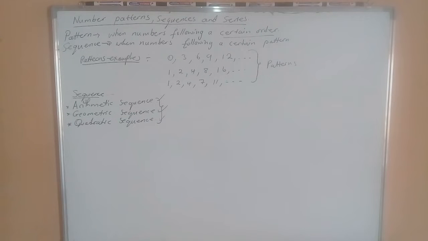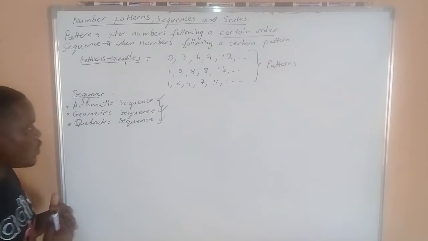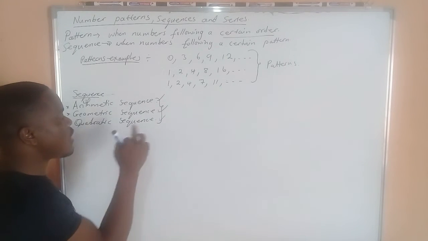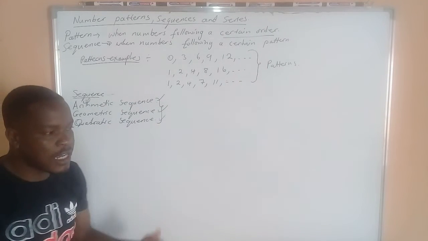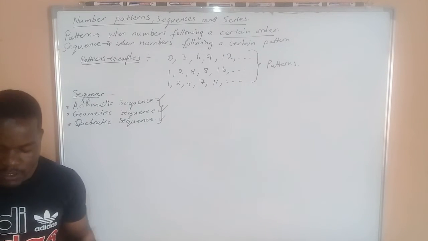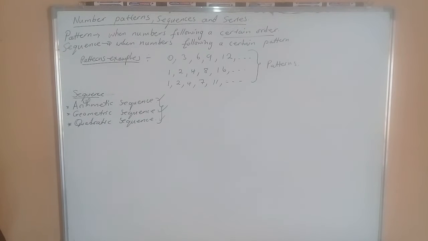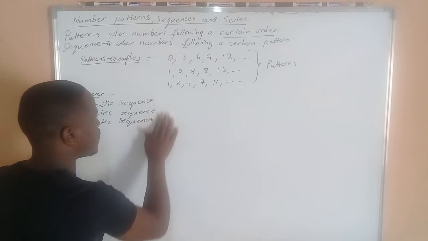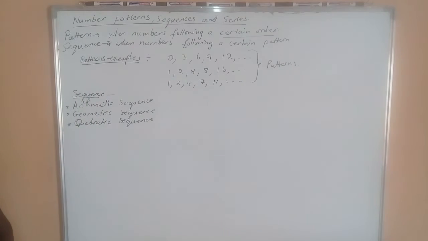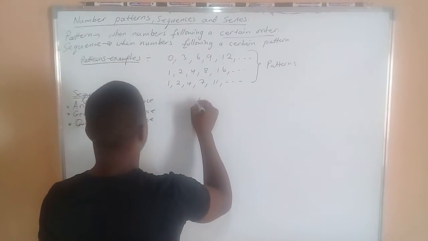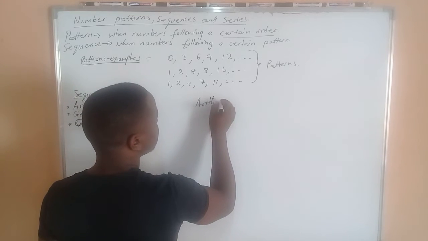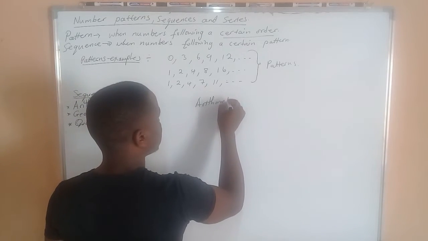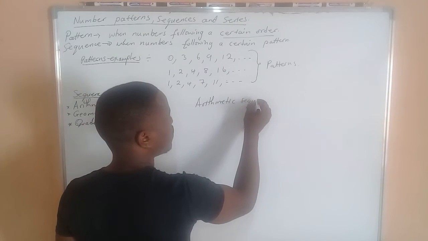Alright, so now we want to look at each and every type of sequence. How do you identify that this is arithmetic? How do you identify that this is geometric? How do you identify that this is quadratic? So that is the biggest issue here. You must be able to identify a given pattern or sequence as arithmetic or quadratic or geometric. So let me start with arithmetic. How can you identify that this sequence is an arithmetic sequence?